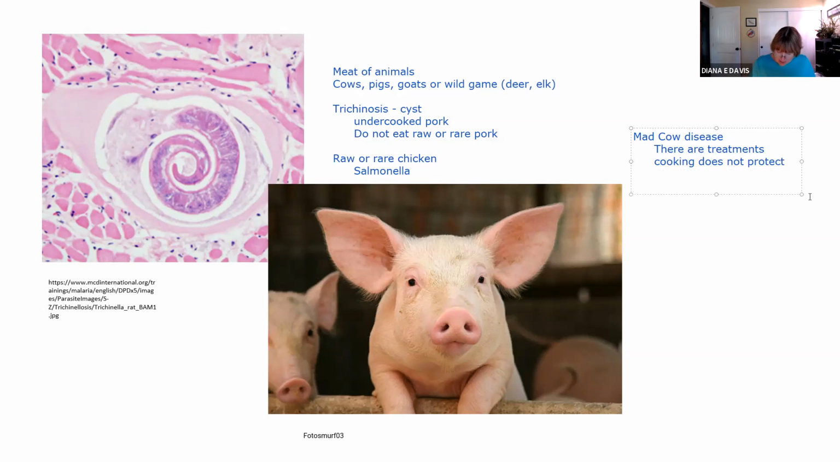There is a disease related to mad cow called chronic wasting. And this is seen in deer and elk in certain parts of the country. Chronic wasting disease, we do not know if it can spread to people, but this is why if chronic wasting disease is in an area, it is not recommended to hunt deer and elk in those areas.